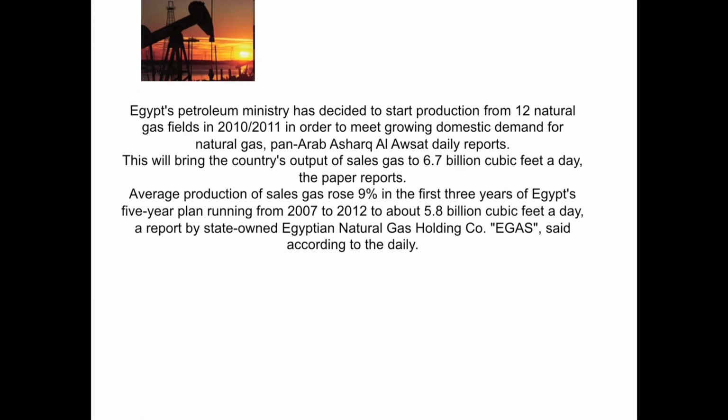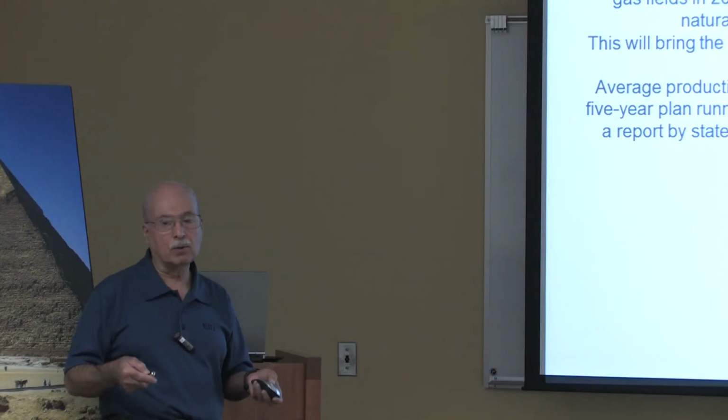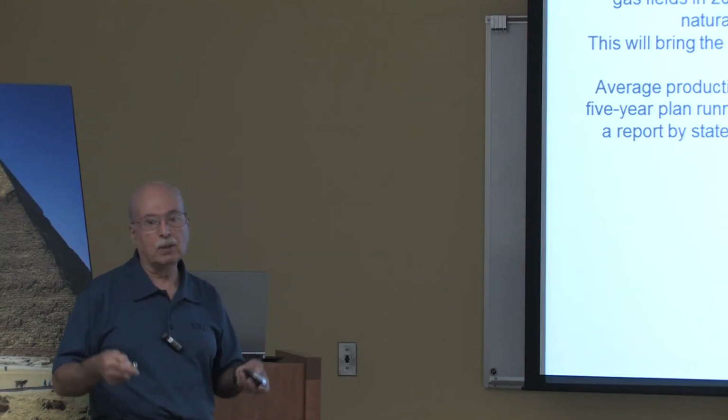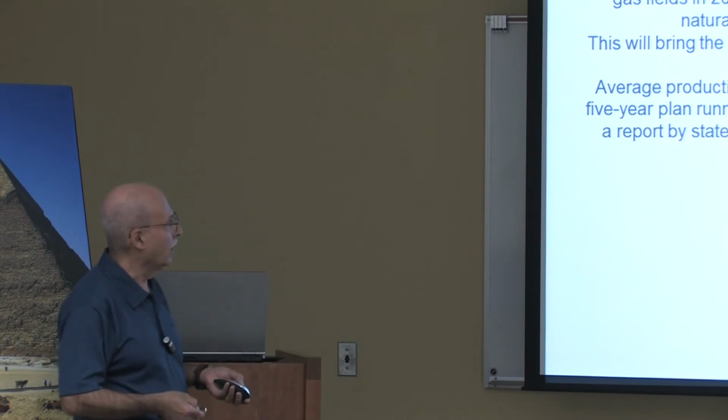And Egypt's petroleum ministry has decided to start producing natural gas now. So they have oil. A long time ago, geologically, there was an ocean, living things died, were buried, and converted to oil, and the same.